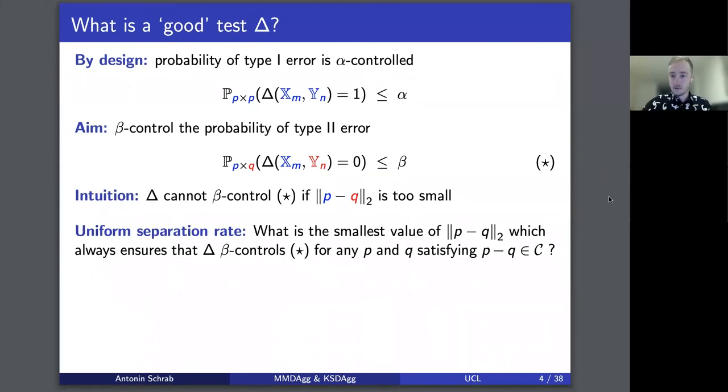And so we arrive at the uniform separation rate, where we can ask the question: what is the smallest value of the L2 norm of p minus q which always ensures that this equation star holds for any p and q such that the difference p minus q lies in some class of functions, which we'll specify later?